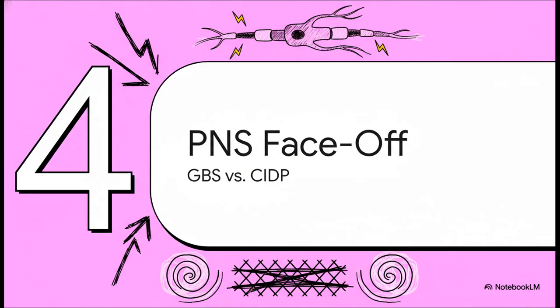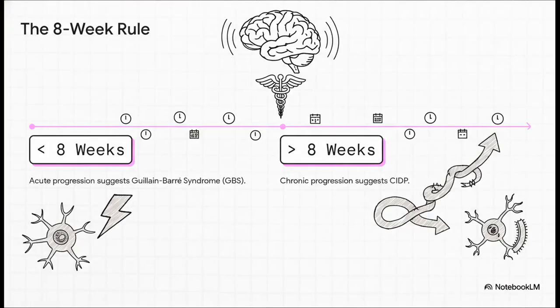Okay, let's switch gears. We're going to take our framework and apply it to the peripheral nervous system now. And we're going to focus on 2 big ones that are really separated by one simple but totally unbreakable rule. This is it. This is the rule. It all comes down to time. If the weakness gets worse and worse for less than 8 weeks, you're looking at GBS. If that progression or a relapsing course goes on for more than 8 weeks, your diagnosis is CIDP. Seriously, it's that straightforward.